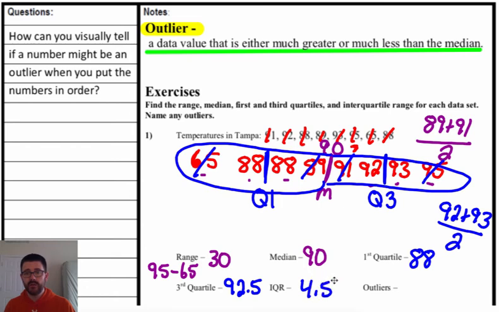And then my outlier. Is there a number that's either way too big or way too small in comparison to the rest of them? In this case, I would say 65 is my outlier. All the rest of the numbers are in the 80s and 90s. That one's all the way down in the 60s. That's a long ways off from the rest of our data.